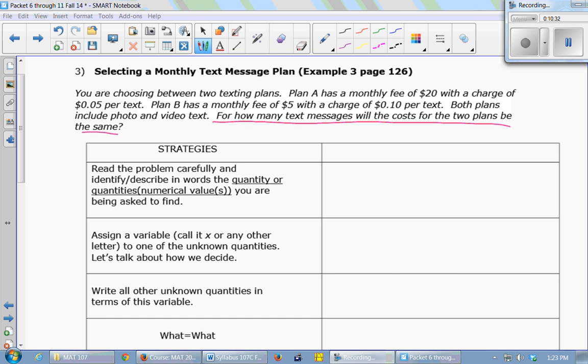Okay. So the answer to that question will be a variable that we define. So we can call it anything we want. I've seen a lot of X's and a lot of T's. So let's call it T will be the number of text messages. Okay. T is going to represent the number of text messages. Number of texts is what I'm being asked to find. Let's call it T.